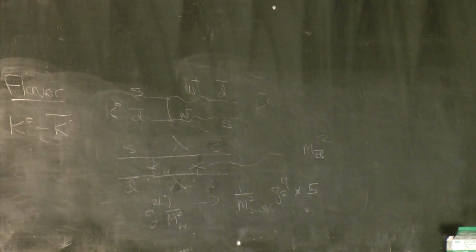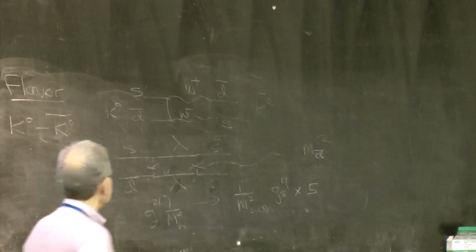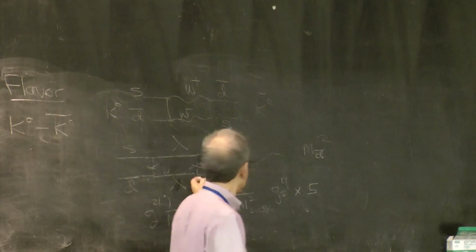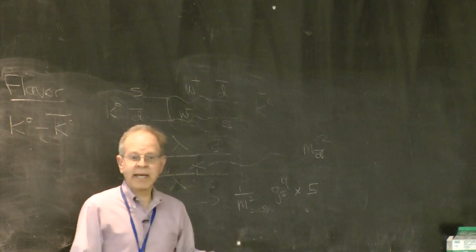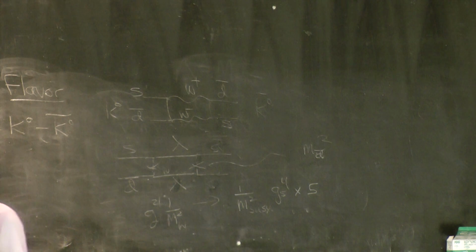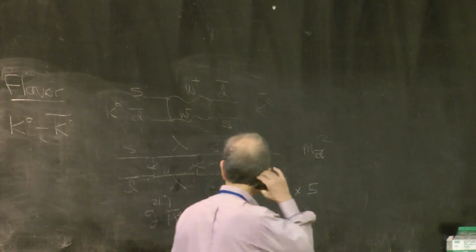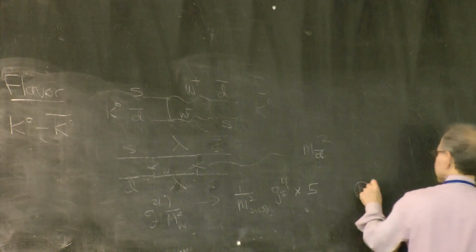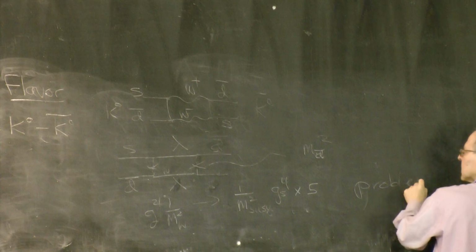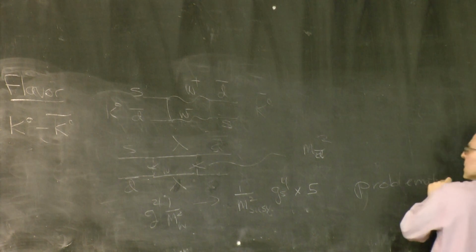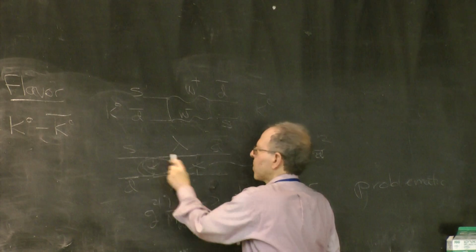This is many, many orders of magnitude off. If you just want to suppress this by the SUSY mass scale, you have to push the SUSY mass scale up to tens to hundreds of TeV. So this is really problematic, unless these off-diagonal terms are small.